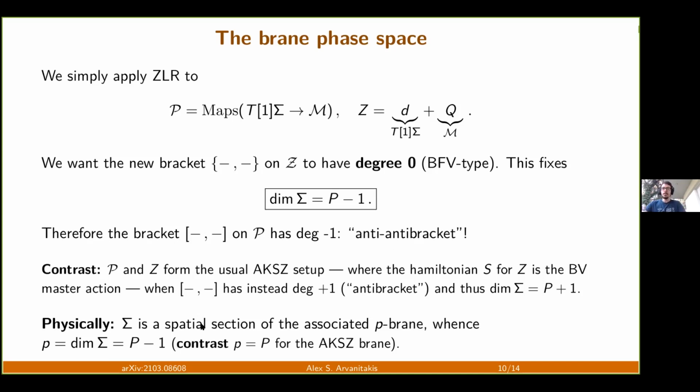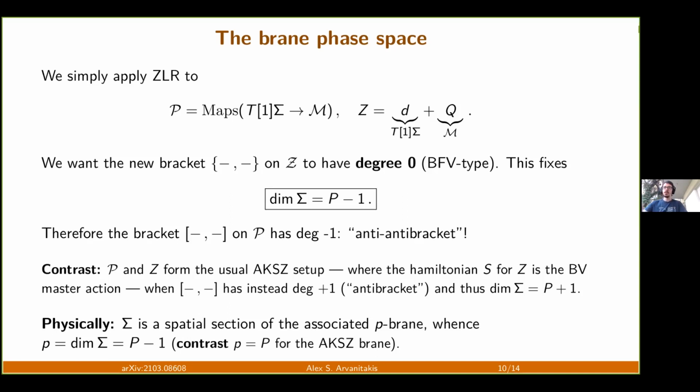So the dimensionality is such that, physically, sigma corresponds to a space-like section of the associated p-brane. So actually, the dimensionality of the world volume is p plus 1, and sigma is just the world volume space. And this is what we naturally expect, because when you write down the brane Hamiltonian formalism, you split time and space apart, and so you're really dealing with time evolution on spatial brane configurations. Whereas for AKSZ, indeed, the dimensionality of the world volume is big P plus 1.